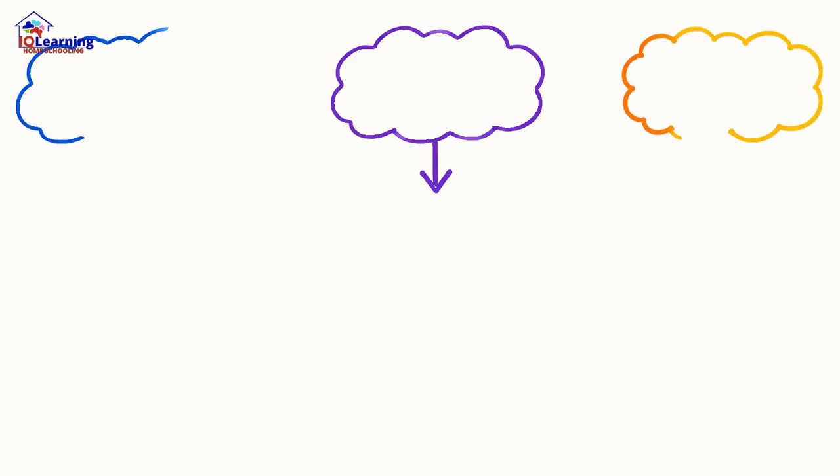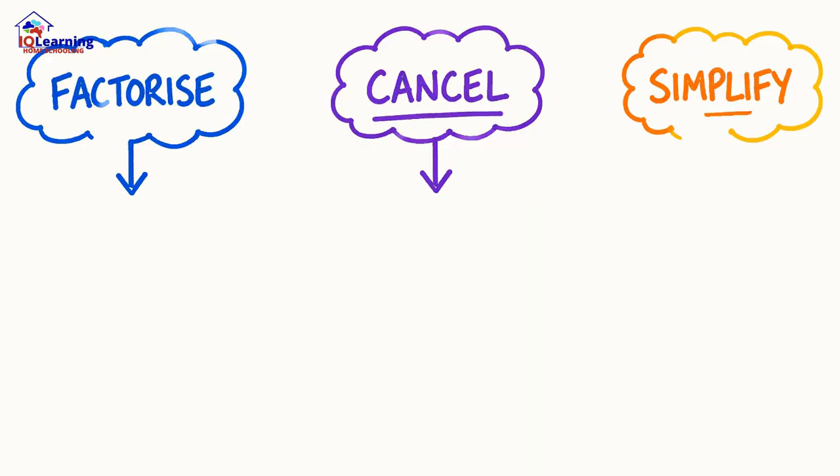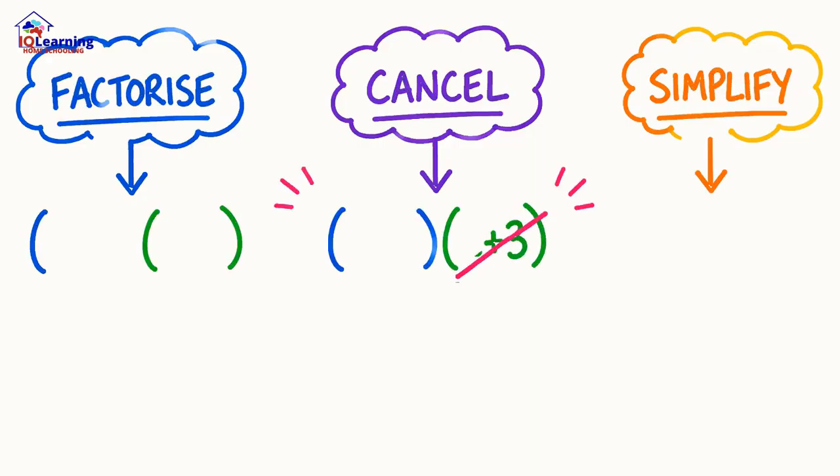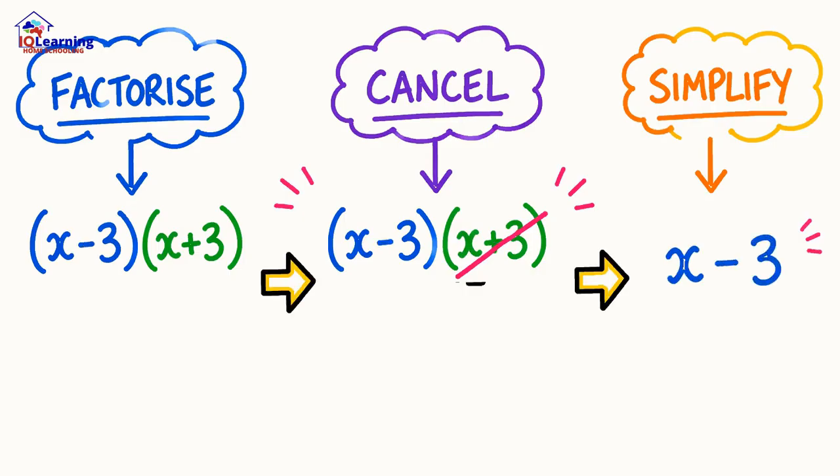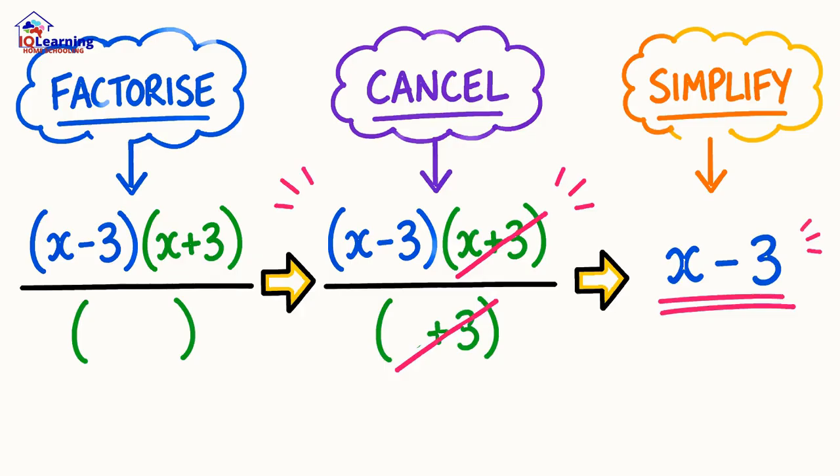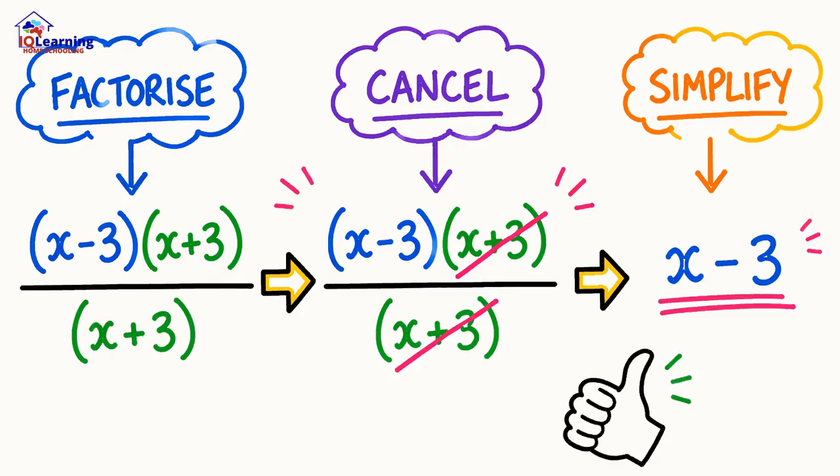This one idea unlocks everything else. When you multiply fractions, don't multiply first. Factorize all the numerators and denominators, then cancel any common factor on the top with any on the bottom. It's much simpler.